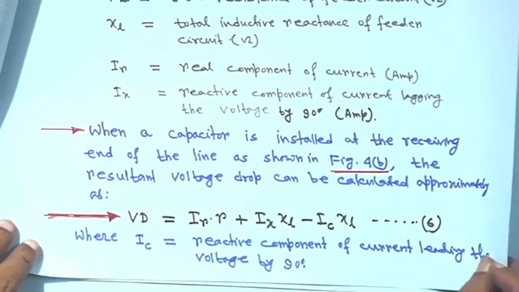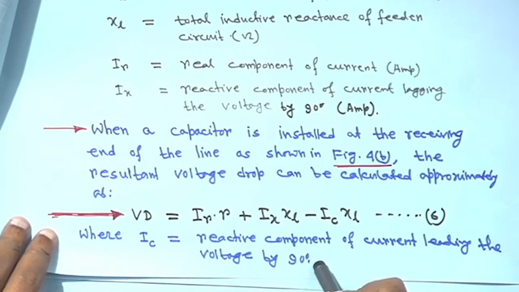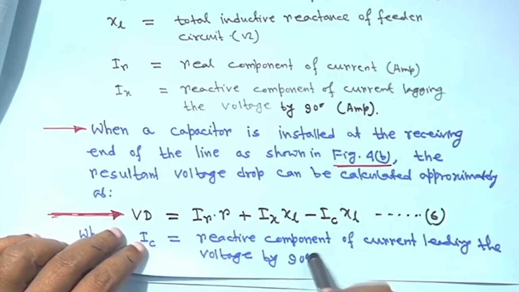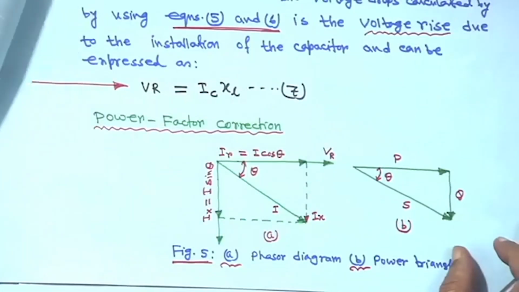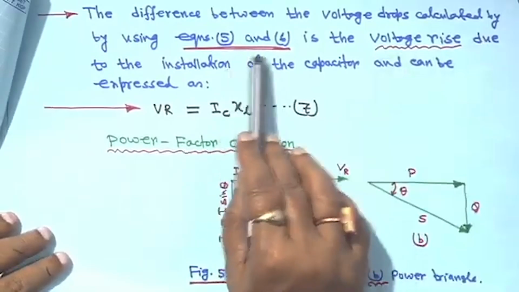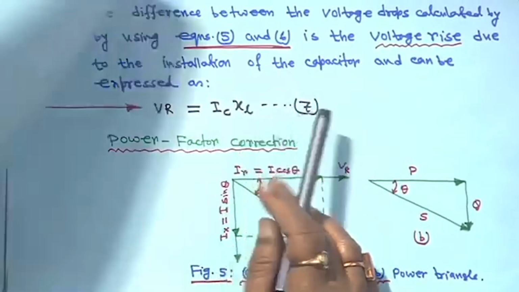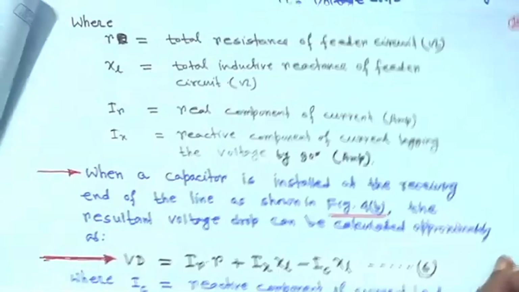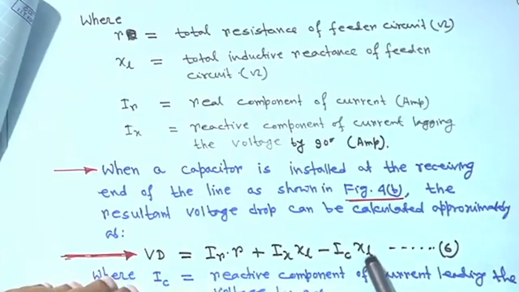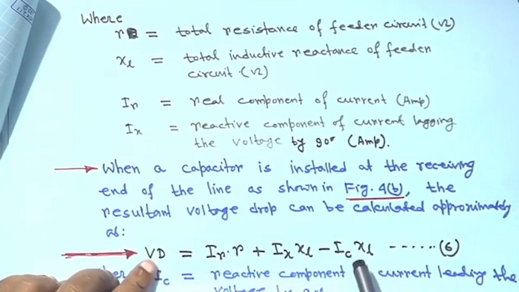So, whenever you consider IC in this phasor diagram simplification, please see that the current is leading, that means that angle has to be considered by 90 degrees, right. In that case, the difference between the voltage drop calculated using equations 5 and 6 is basically the voltage rise, which will be Ic into XL, because if the voltage drop is this much less, it means this much actual voltage rise, right. In other words, voltage drop is less means this Ic into XL is the voltage rise, right.